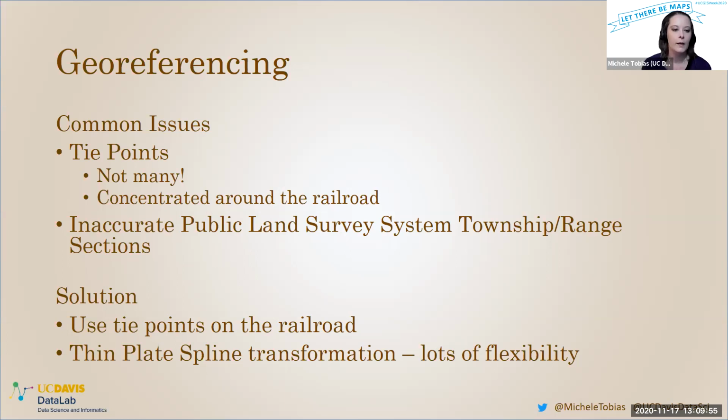The solution we found was to use tie points on the railroad, which was less than ideal. We had to make sure that when we used railroad reference points, they were very clearly not moved. We couldn't use reference points from sections that had moved between the plan and the as-built. It wasn't ideal, but it was the only option that we had.